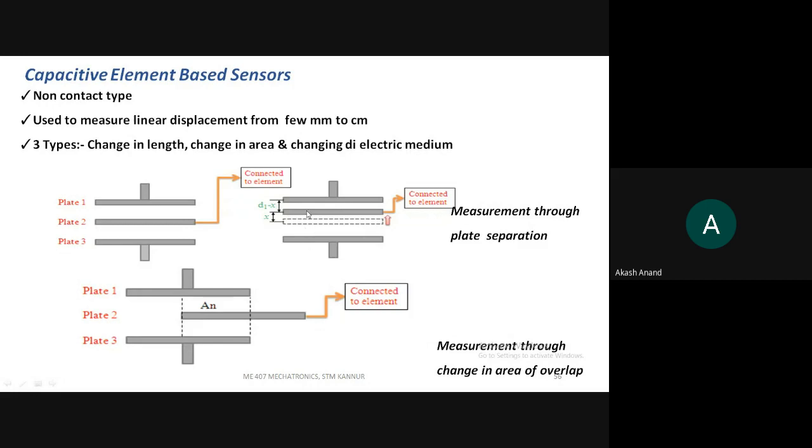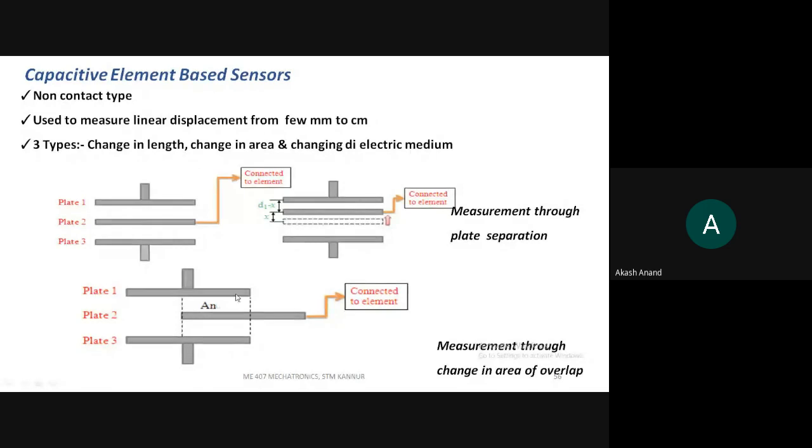So when an external displacement is connected to this plate, you can see that a certain amount of displacement will move the plate of the capacitor, which will result in a change in capacitance, which will result in a change in resistance, which means impedance. Okay, and which will result in a change in voltage. That is how a change in length, or separation between the plates, actually affects the capacitance.